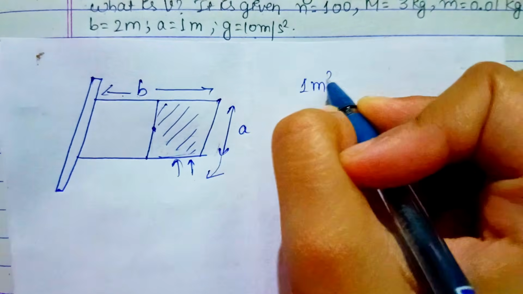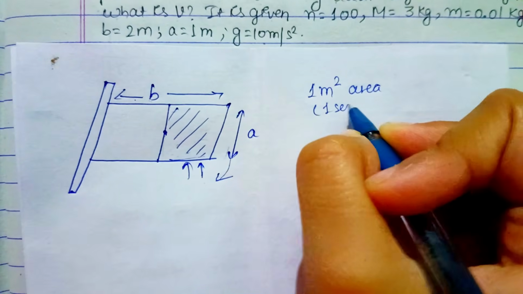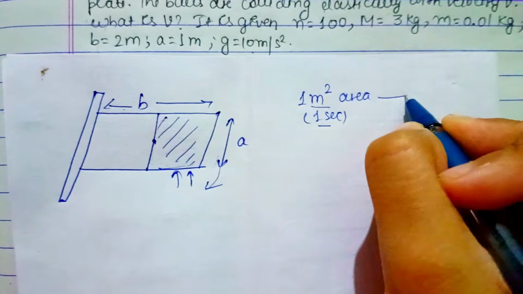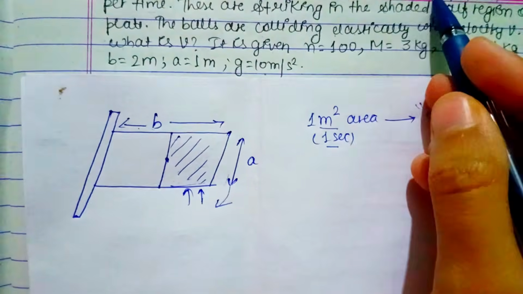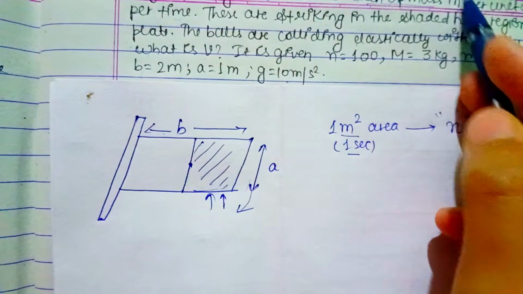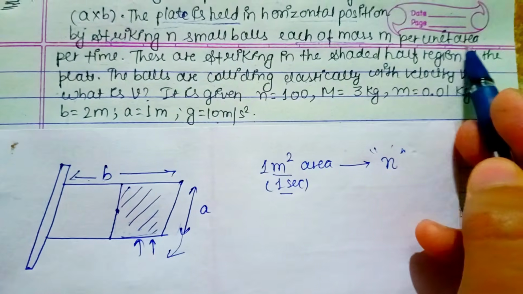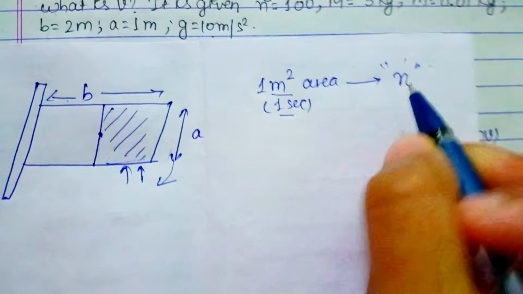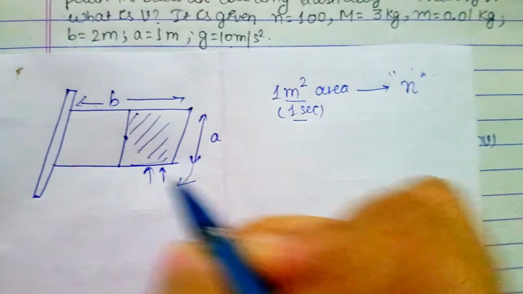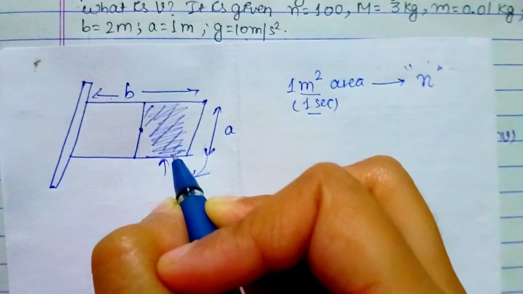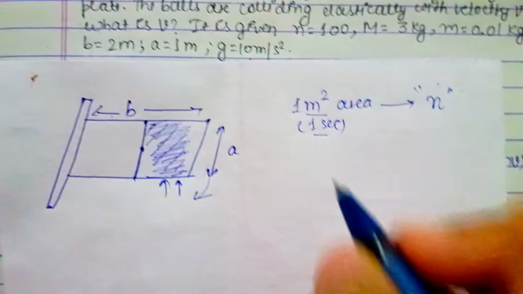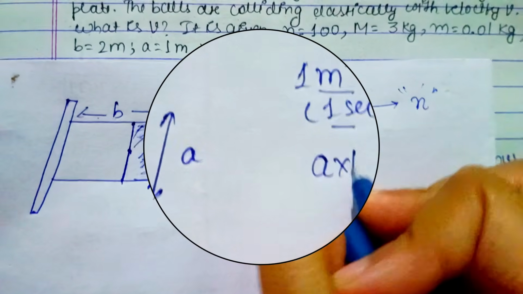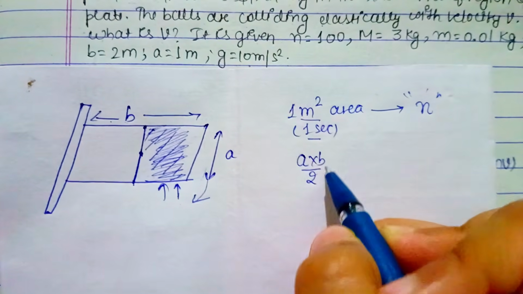According to the question, in 1 meter squared area, in 1 second, we are striking n number of balls. So these n small balls, each of mass m, strike per unit area per unit time. This is the region where the balls are actually colliding, and of course this is half of the total area. So the area in which the balls are colliding is a into b by 2. The total area is ab, and ab by 2 is the required area.